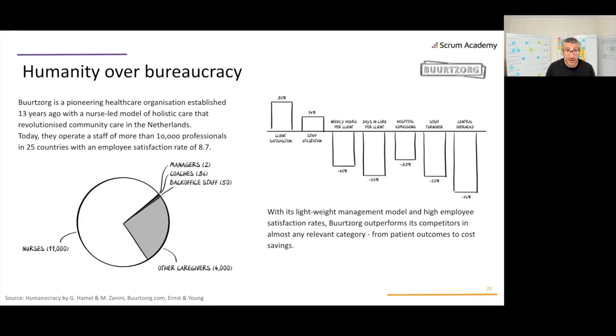So in terms of employee satisfaction, an incredible company, but also in terms of many other areas. The Dutch government asked Ernst & Young several years ago to compare the outcomes, both from a patient perspective and a financial perspective, between Buurtzorg and their main competitors or their peers, right? And they realized client satisfaction is up, staff utilization up, weekly hours per client down, hospital admissions, one of the most critical ones, down, staff turnover much lower, administrative or central overhead much, much lower. So with regards to every dimension, costs, revenues, employee satisfaction, patient outcomes, in every area doing much better than the traditional healthcare provider in the same country, right?